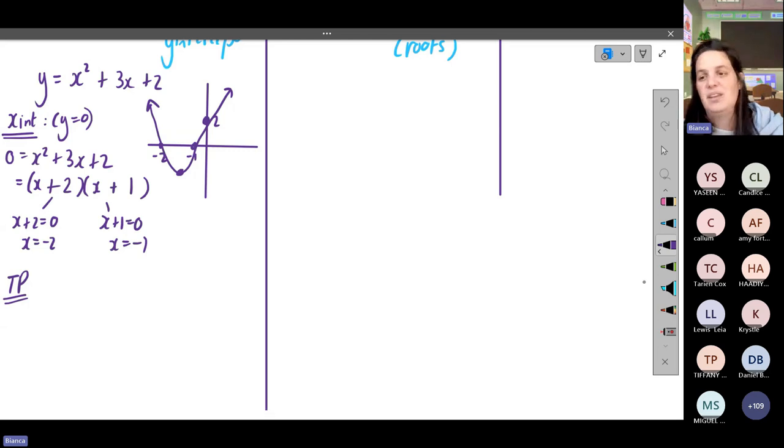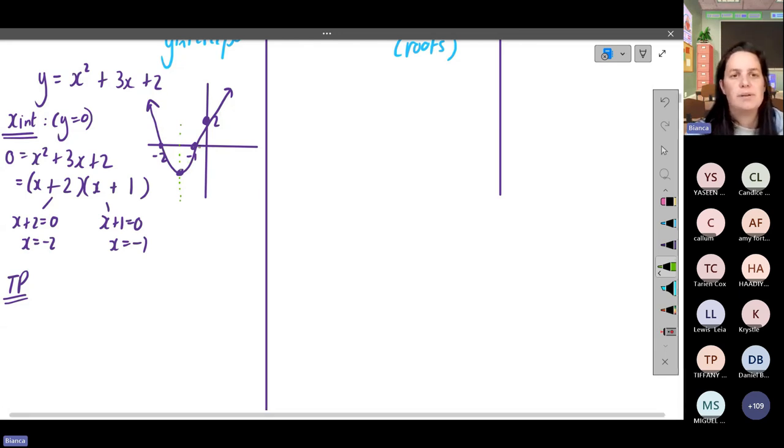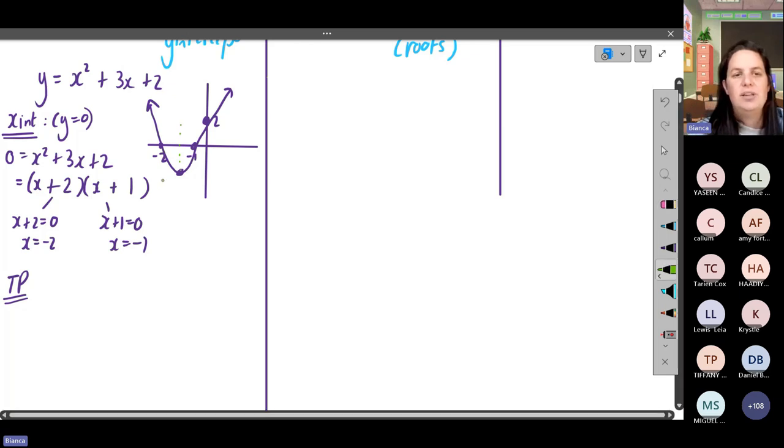What I teach my grade 10s and my grade 11s is that once you have the x-intercepts, the turning point is always smack bang in the middle. It's exactly between these two values for a parabola, not for a cubic function that you do for calculus, but it does work for a parabola. So if you wanted to be lazy, or just use symmetry, the x value here is negative 1.5. It's halfway between the two x-intercepts.